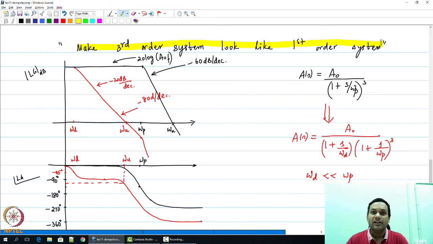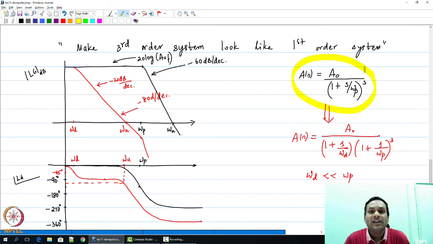So what I have done here is I have drawn out what happens when you take a third order system and make it look like a first order system. So let's quickly look at the details of this. Your original system is completely shown in black. It has a forward block whose transfer function is A of s equals a naught by 1 plus s by omega p, the whole cubed.